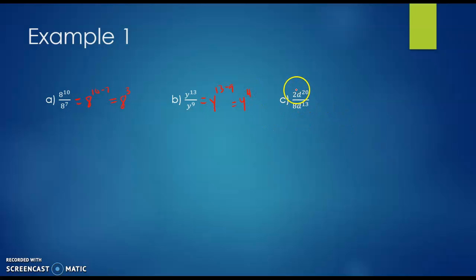Now on this one we have a coefficient. Think of this as 2/8 times d to the 20th over d to the 13th. So we're going to first simplify this 2/8, which is 1/4. And then we're going to subtract our exponents. So we're going to do d to the 20 minus 13. So we end up with d to the 7th power.